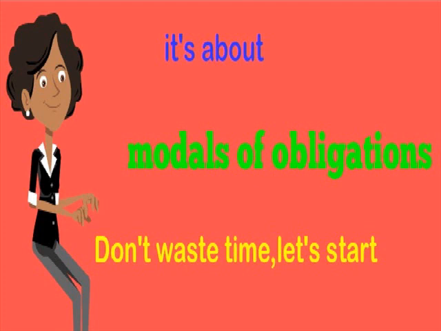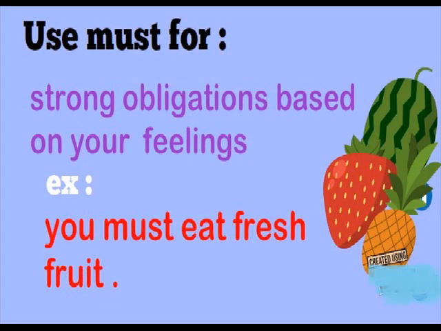So, don't waste time. Let's start. We are starting with must. Use must for strong obligations based on your feelings. Okay? Based on your feelings. It comes from internal, from yourself. For example, you must eat fresh food. So this obligation comes from you, not from outside.